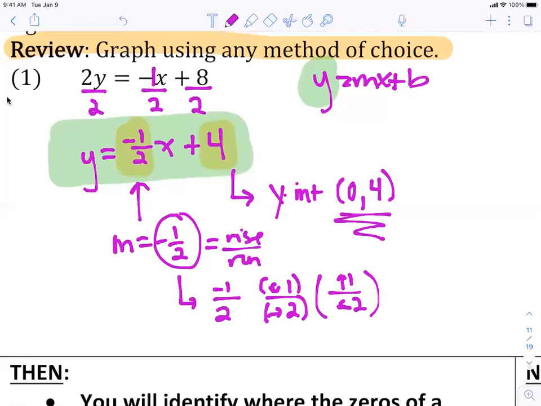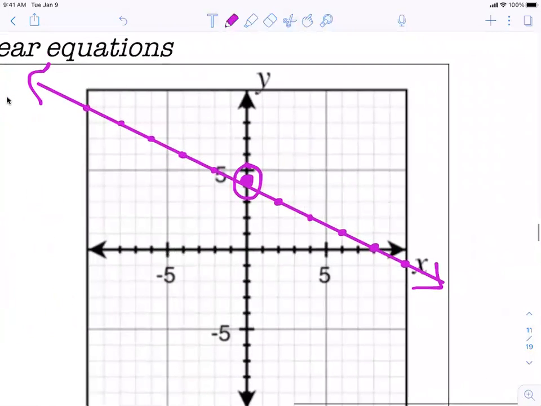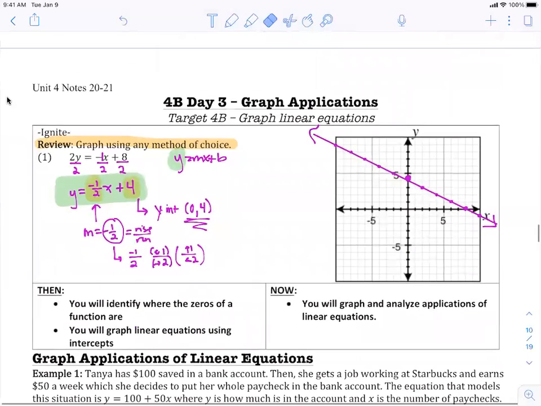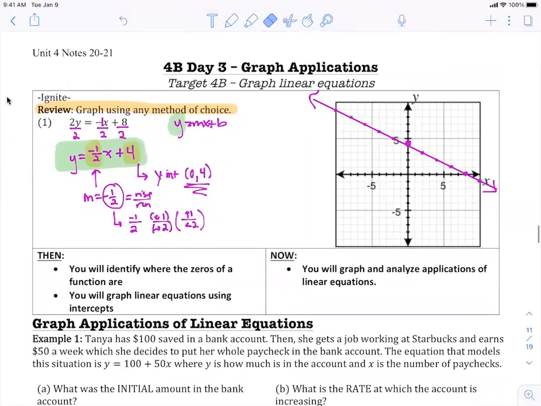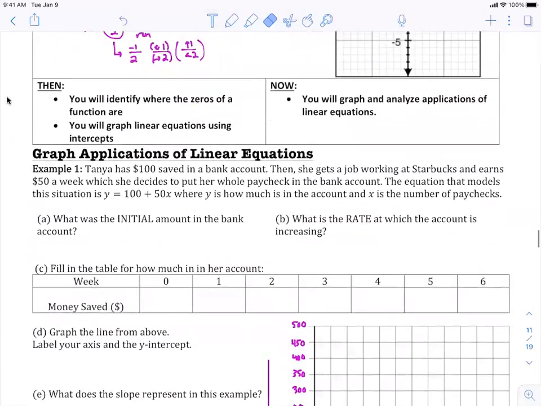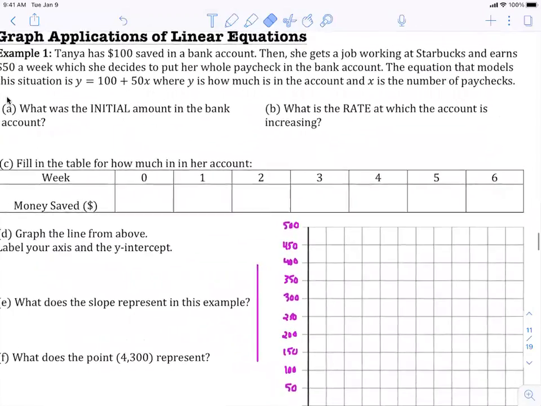All right, so that's all I did. From this point, I counted down 1, right 2, down 1, right 2, down 1, right 2, and I just repeated that process. Then all you had to do was connect your dots, graph your line, and away you go. Now, today we're going to be graphing applications. So we're going to be getting into some different word problems, but we're still graphing linear equations. Let's look at our first example.